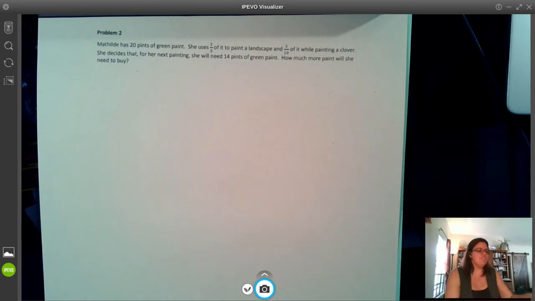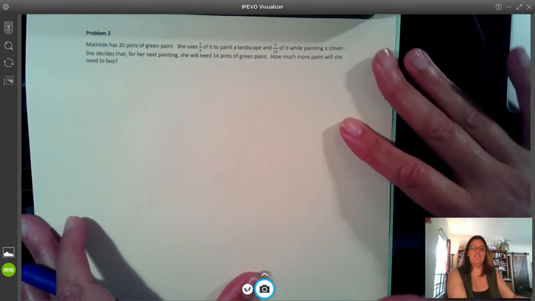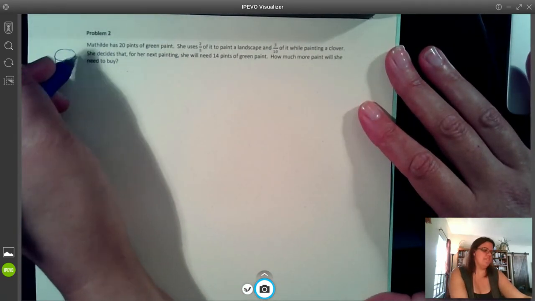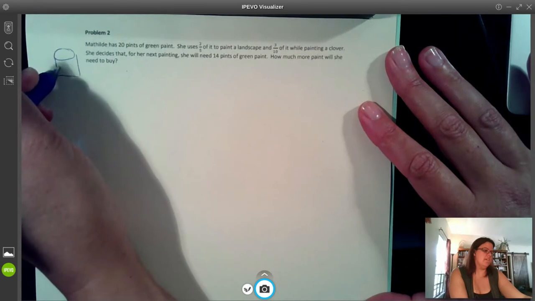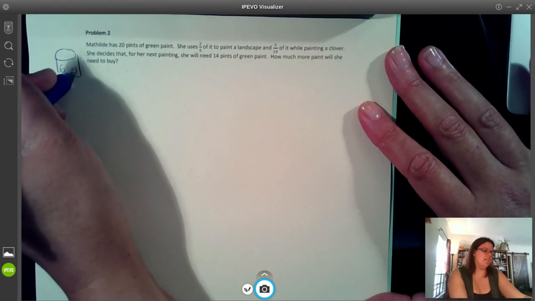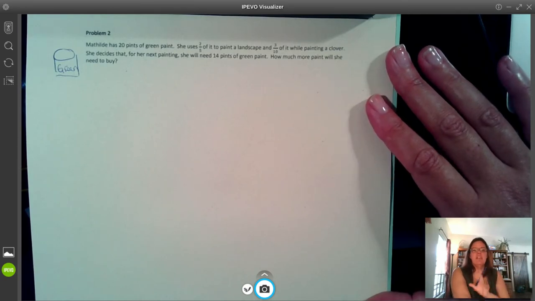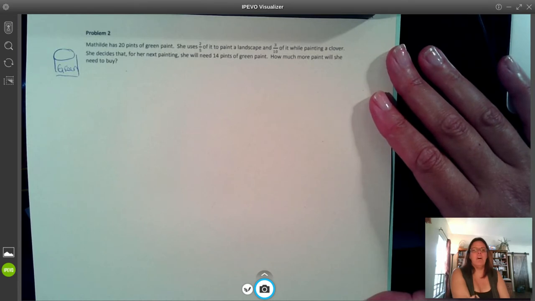All right. So for those of you who might be a little confused about this, a pint, when you go to the store, is just one of those little cans of paint. Okay. So that's all it is. A pint is just one of those tiny little things of paint that you can get from Lowe's or Home Depot. All right.